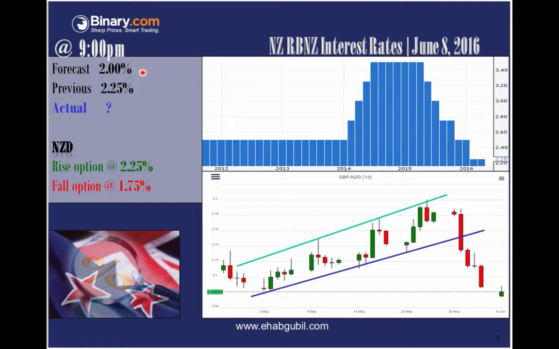We have here the Pound New Zealand dollar daily chart. We draw resistance and support levels. You can see the market already broke the support level downwards. So if we get 2%, expect the market to keep moving downwards in this currency pair, Pound New Zealand dollar. If we get 2.25%, rise option. At 1.75% or 1.5%, fall option immediately.